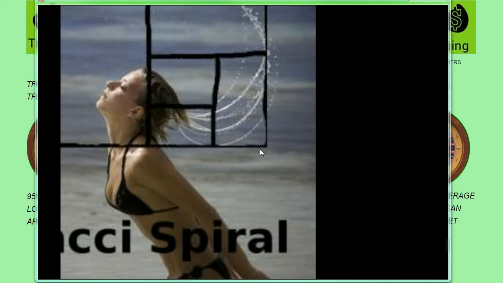Background picture of the Fibonacci spiral for those of you that trade Fibonacci.